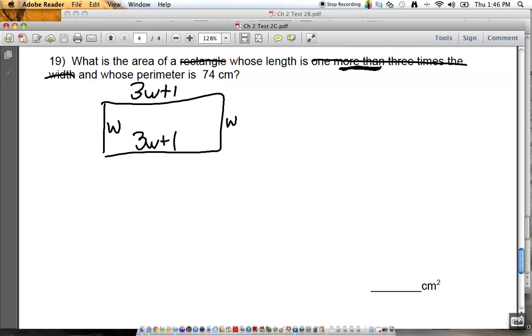Now what we need to do is add them up and set them equal to 74, because it says the perimeter is 74. 1W, 4W, 5W, 8W, plus 2 is 74, and then I solve it, and I come out with W. W is equal to 9, okay? So you try the one that's on, and then it wants the area, so we have to do the length times the width, and then we can get the area and you can see what it is, all right?